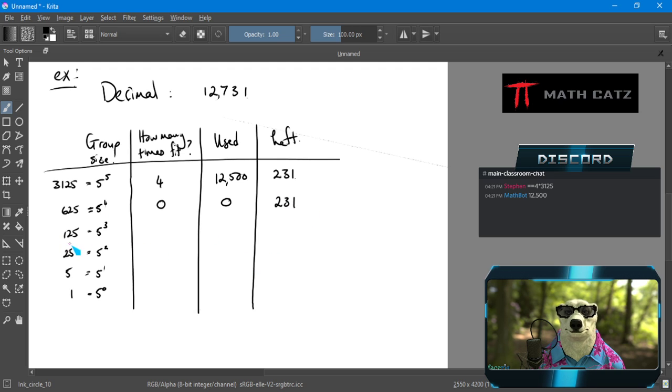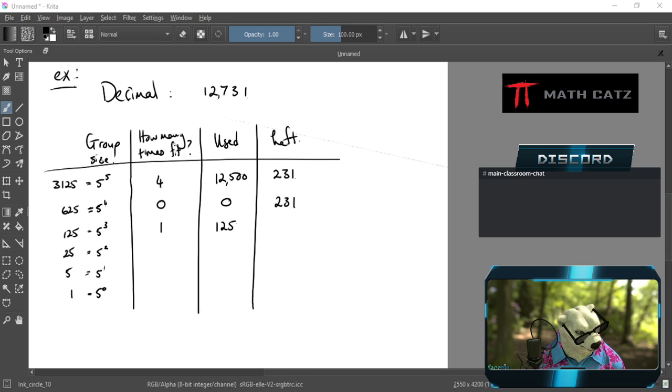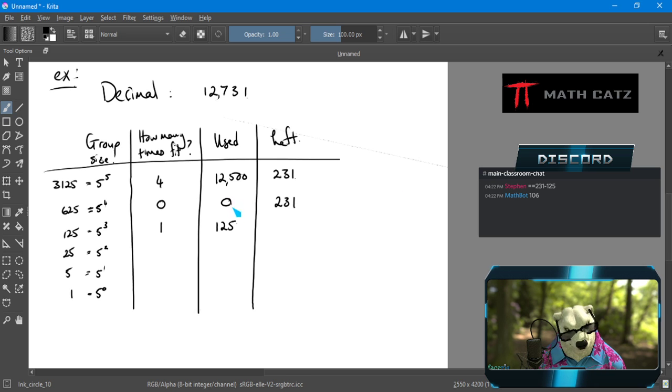But some 125s can fit. But 2 of them will make 250, and I only have 231, so only 1 of them. And I've then used another 125, and I have left 106, not 6. Let's put something in the chat for people to see, to check up on me. So easy to make a little mistake.